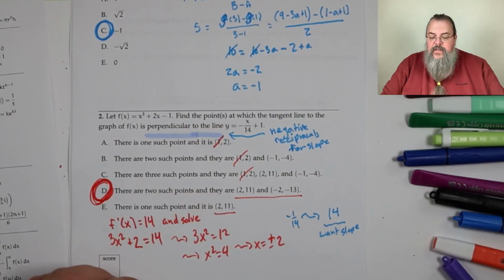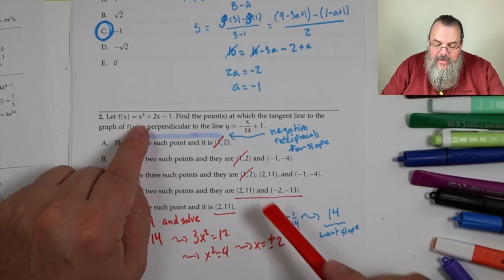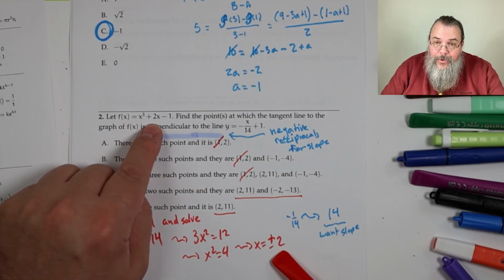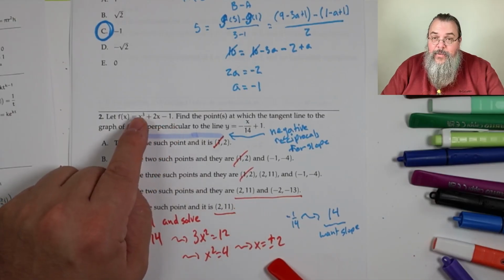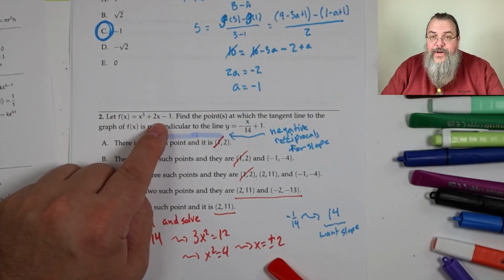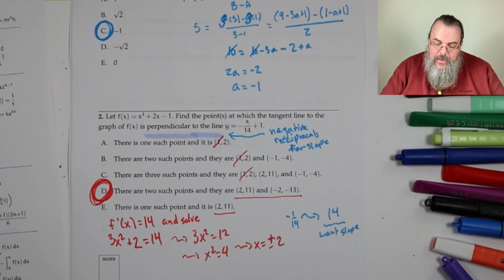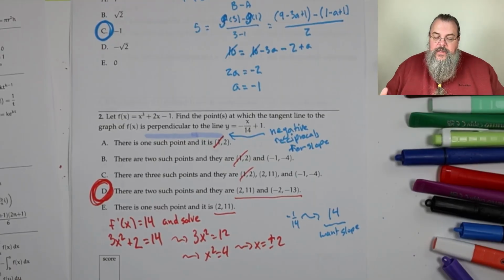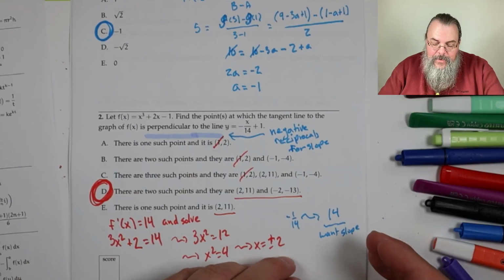Now, technically, we should double check. And why should we double check? Well, we should check the y coordinates. Plug in positive 2, you'll get 8 plus 4 minus 1, which is 11. Plug in negative 2, minus 8 minus 4 minus 1 is negative 13. I don't know why they really insisted on writing the y coordinates on this problem. It's a choice. Everyone can make choices. But there we go.